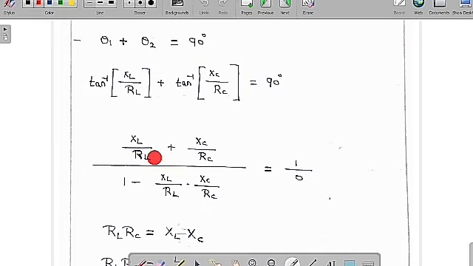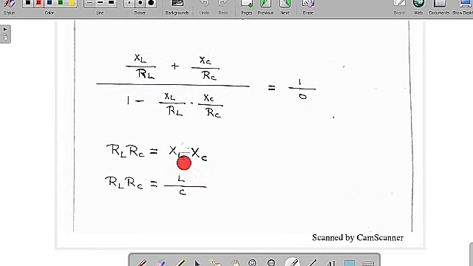So by using that property we are going to get (XL by RL plus XC by RC) by (1 minus XL by RL into XC by RC) is equal to 1 by 0. So the denominator part should be equal to 0, then only we are going to get this value. So if you do simplification of that, we are going to get RL into RC is equal to XL into XC, where XL is equal to omega L and XC is equal to 1 by omega C. If you substitute here, we are going to get RL into RC is equal to L by C. So at this condition only we can say that the two currents are quadrature to each other, or perpendicular to each other. That is the meaning of this condition.